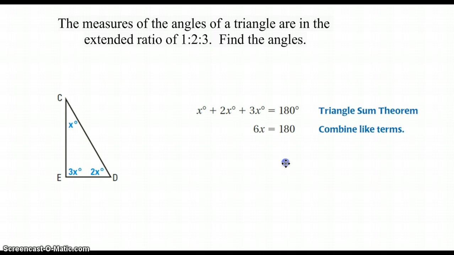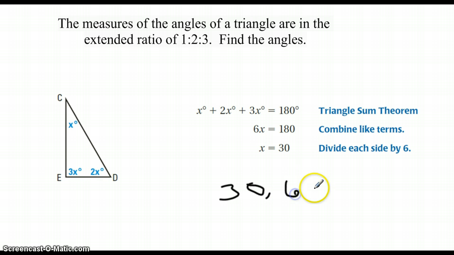And then I combine like terms, and then I divide, and x is 30. Please be careful, it does say to find the 3 angles. So your first angle is going to be 30, then 2 times 30, which is 60, and then 3 times 30, which is 90. So that's your 3 angles. Just make sure you answer the question to find the angles and not just leave the answer as x.